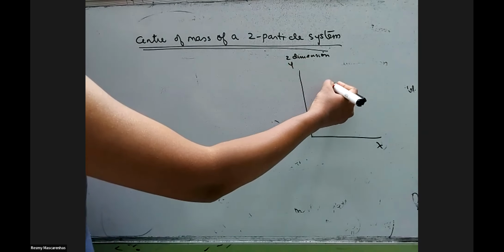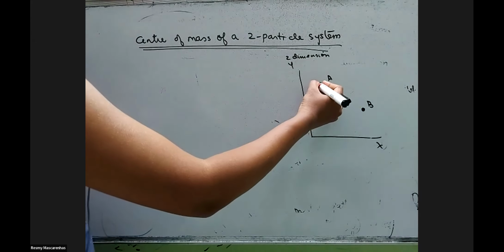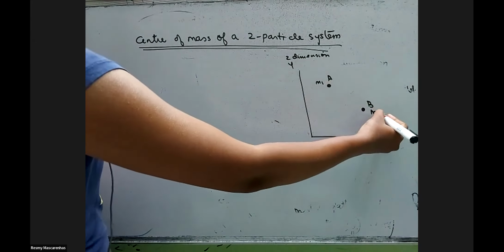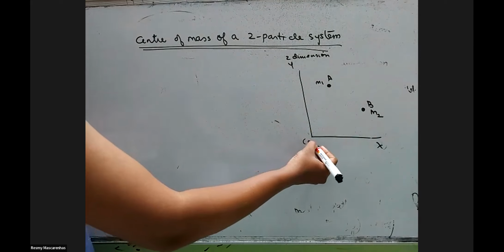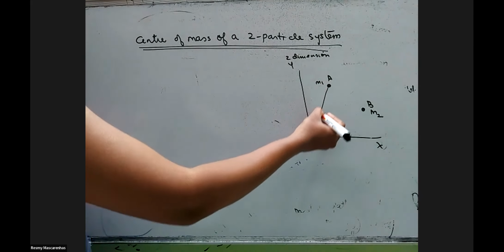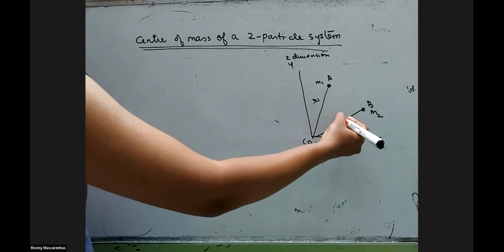Now consider one particle is here, A, the other one is B. This one's mass is m1 and this one's mass is m2. We always calculate with respect to the origin. So this is 0, 0. Maybe let this be r1 and this be r2.